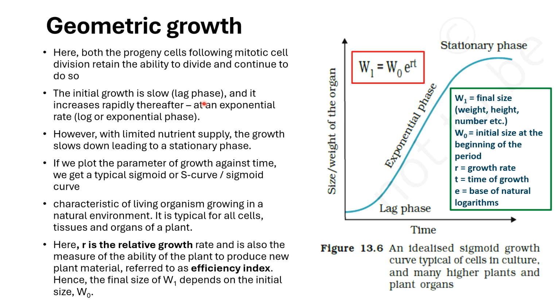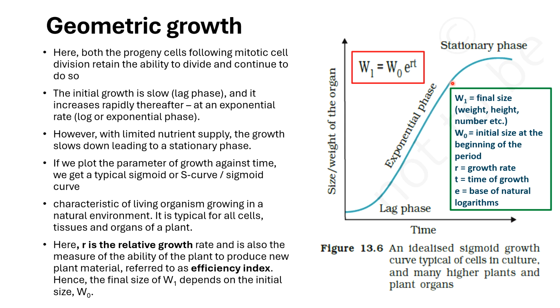Now let's see what happens in the geometric growth. Now we saw that in case of geometric growth, the progeny cells obtained from mitotic cell division all divide and form daughter cells. So what will happen when we start from the initial time? Here we have time, and on the y-axis we have the size or the weight of the organ, right? Initially the growth is slow, and slowly we will have a lot of cells, and each of the cells will be dividing, so we will get a rapid growth phase, or the exponential phase, or the log phase.